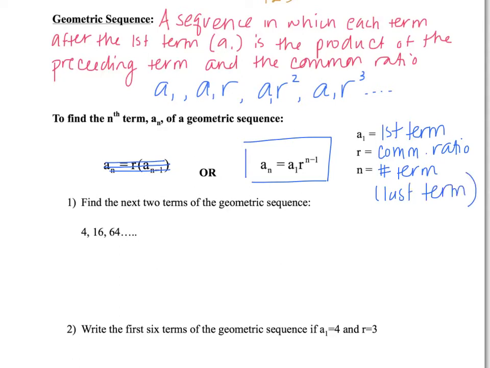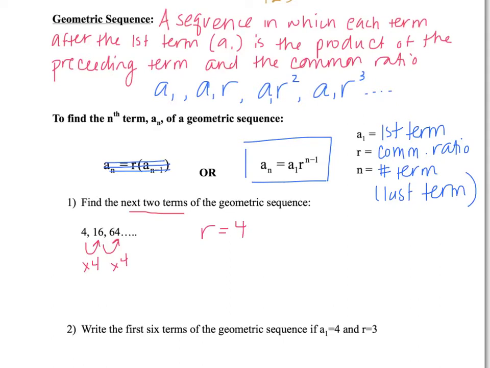So if we want to look at these sequences here, sometimes you need to use this formula and sometimes you really don't need to, depending on what you're trying to find. So we want to find the next two terms in the geometric sequence. What we want to do is observe what's happening from one number to the next. Well, to get from 4 to 16, I multiply by 4. To get from 16 to 64, I multiply by 4. So our common ratio, or our r in this case, is going to be 4.